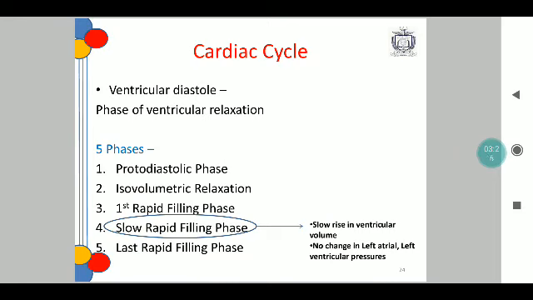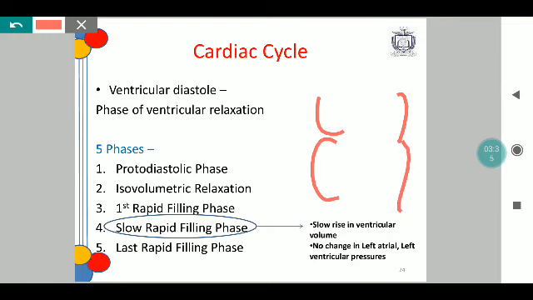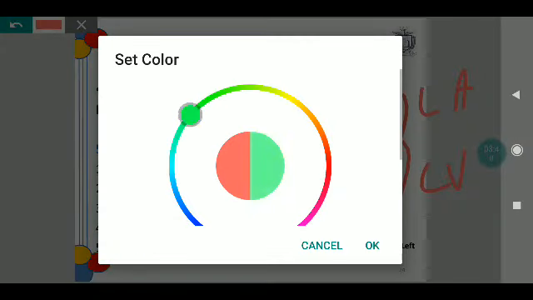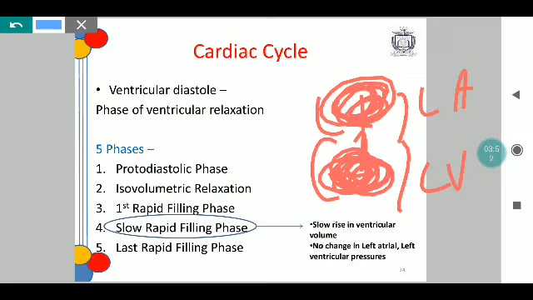Now the second filling phase is a slow rapid filling phase. In the slow rapid filling phase, there is a slow rise in the ventricular volume, but there is no change in the pressure. This happens because initially there was a high amount of pressure which was here, and that has compensated to a point in between where the amount of blood in the left atrium and left ventricle are both equal. So once it has reached a point of equality, there is no pressure gradient, so it is only based on a slight amount of gravity that blood will continue to flow.